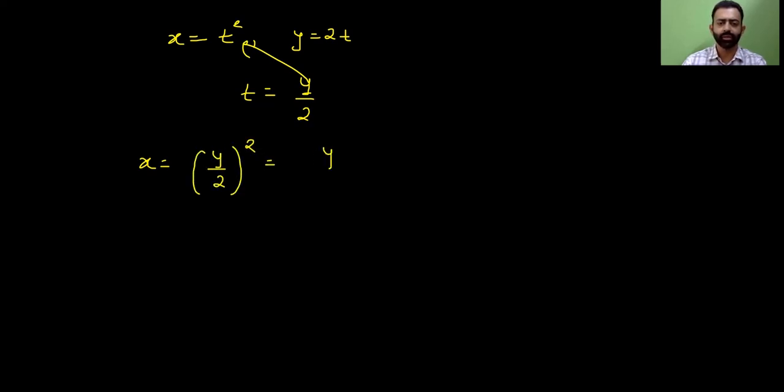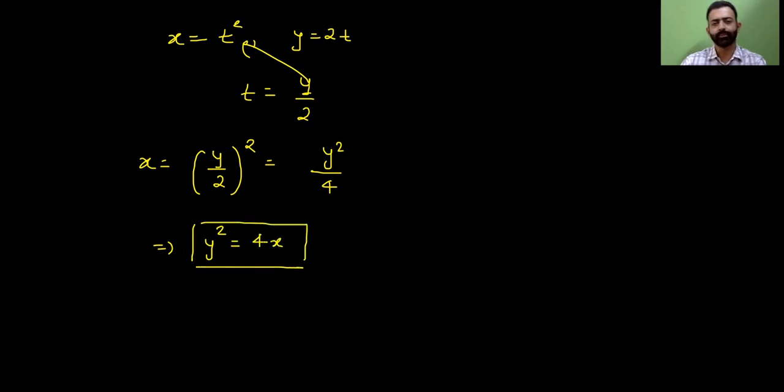Okay, so this is y square over 4, right? So the Cartesian equation is y square is equal to 4x. Okay, y square is equal to 4x, and then we have to sketch the curve. As you can see, this is a parabola, but not the upward or downward parabola.